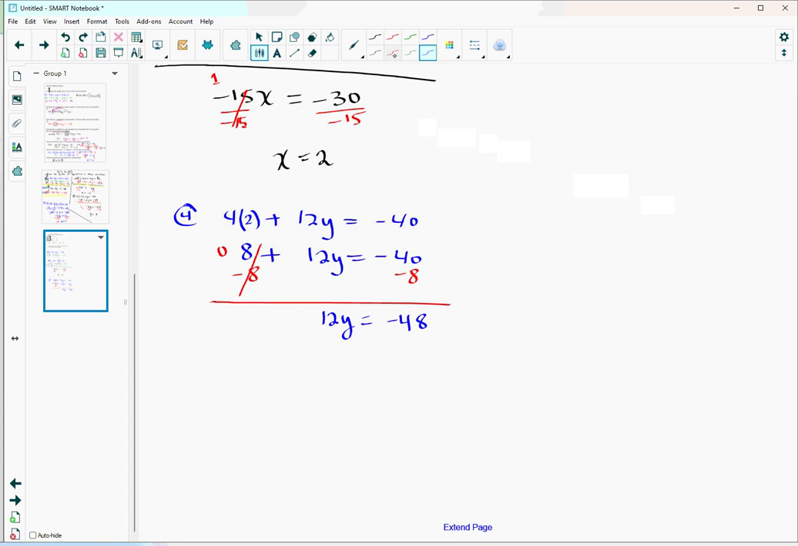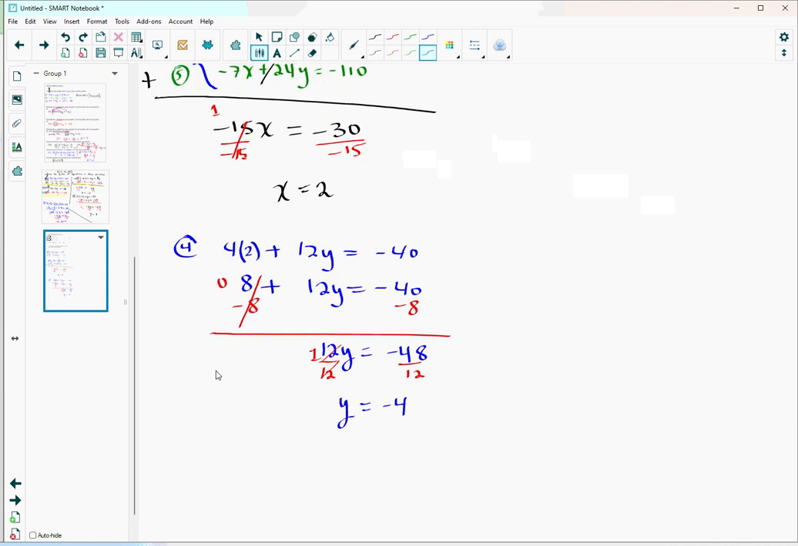Then to undo 12 times, I'm going to divide by 12 to get y alone, because 12 divided by 12 is just 1. 1 times y is just y. And negative 48 divided by 12 is negative 4. Right, so now I have the second value for my ordered triplet.